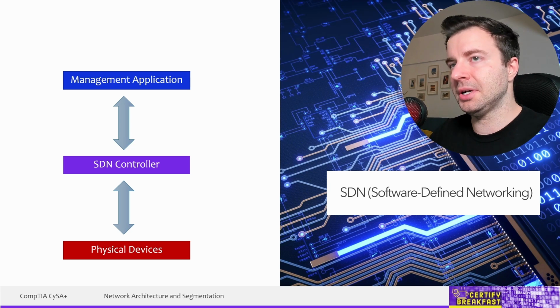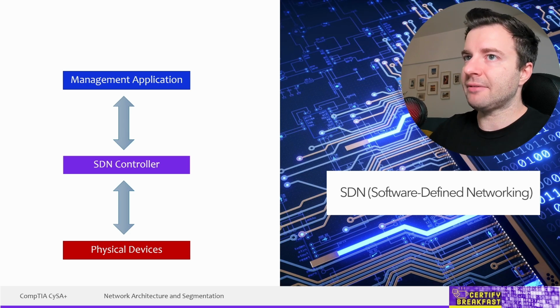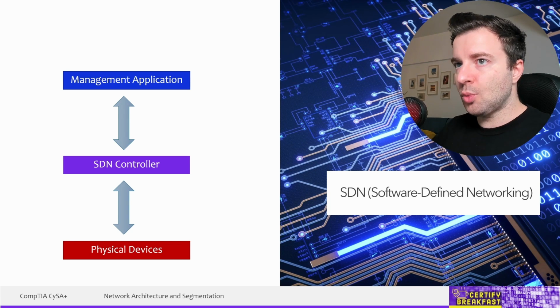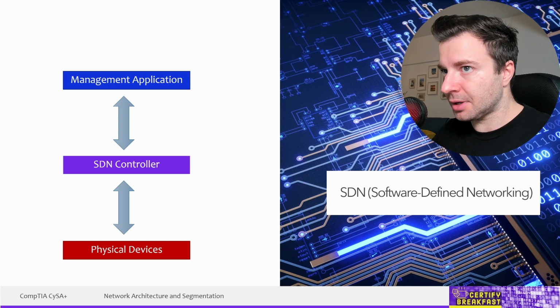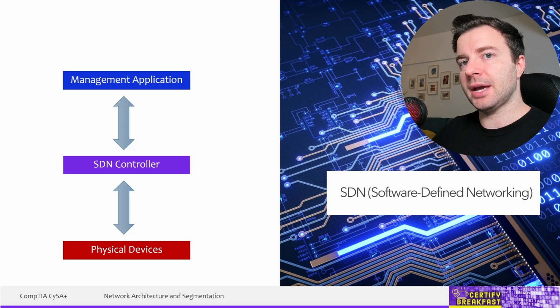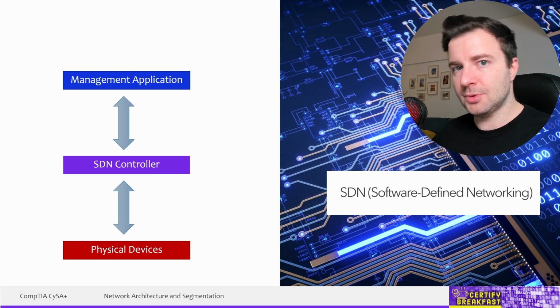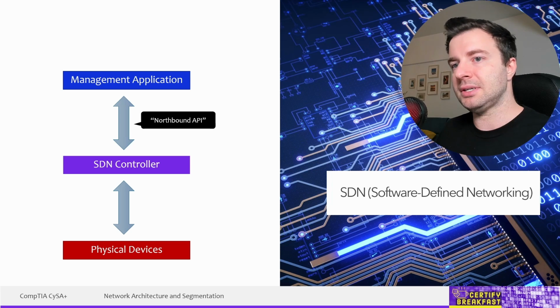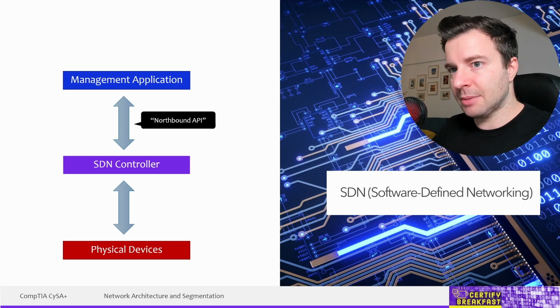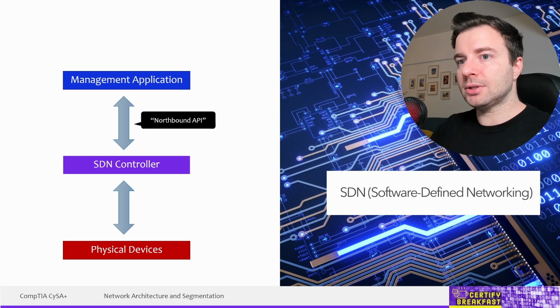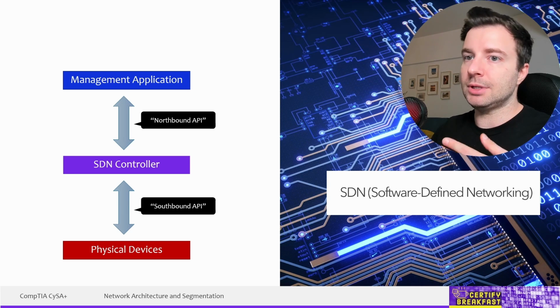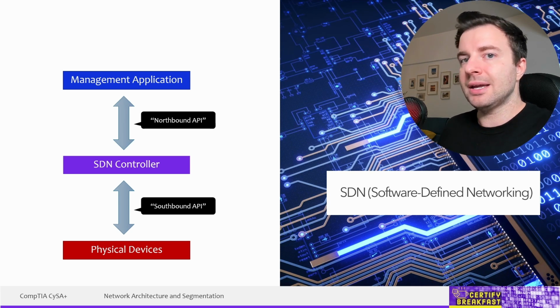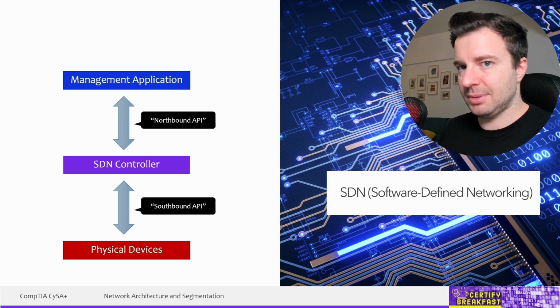And just one mention here, with SDN, we said that we have this management application that communicates with the SDN control, that is the brain of the network. And this in turn is going to communicate with the actual physical devices that listen to commands coming from the SDN controller. Now, all this communication is usually done through APIs, application programming interfaces. And there are two keywords here that you should remember, at least for the exam: the communication between the management application and the controller is traditionally called the northbound API, and between the controller and the actual physical devices, that's going to be called the southbound API.